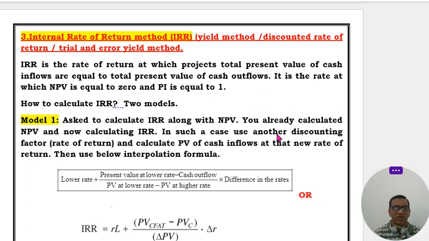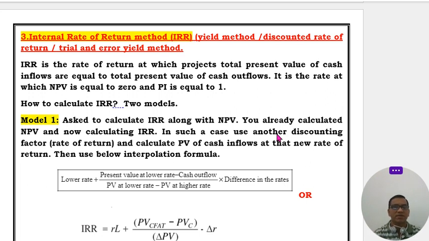So what is IRR, internal rate of return? It is the rate of return at which the total present value of cash inflows is equal to the total present value of cash outflows. That means it is the rate where NPV is equal to 0. The rate at which NPV is equal to 0 is known as internal rate of return.